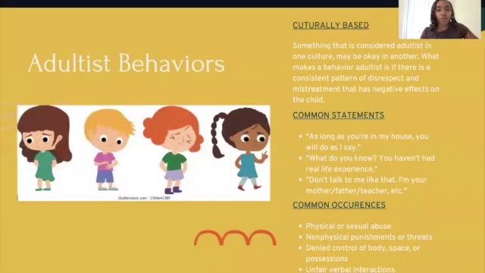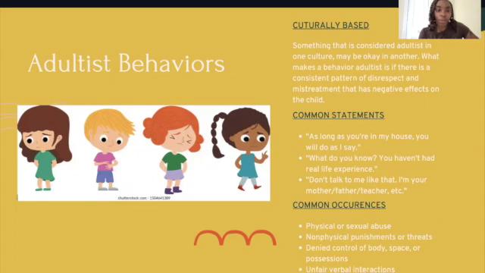Adultist behavior is culturally based. Something that may be considered adultist in one culture may be acceptable in another. Also, not every interaction between the youth and adults is a form of adultism. Because children and young people are moving through so many developmental stages, it is important for adults to offer guidance, support, love, and discipline where appropriate. Behaviors become adultist when they become, quote, a consistent pattern of disrespect and mistreatment, end quote.